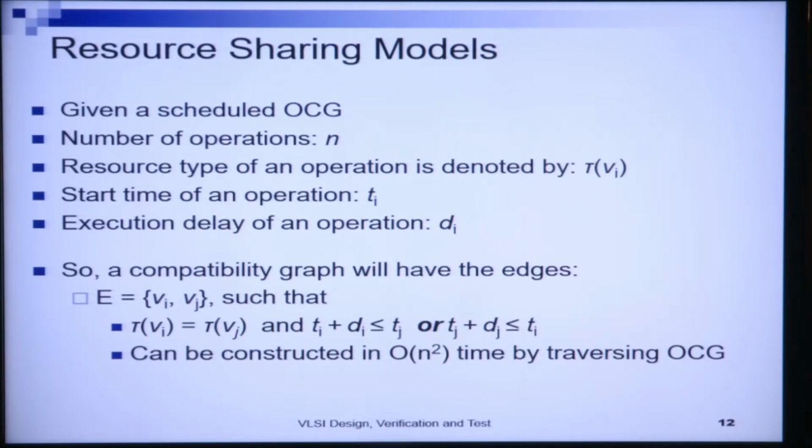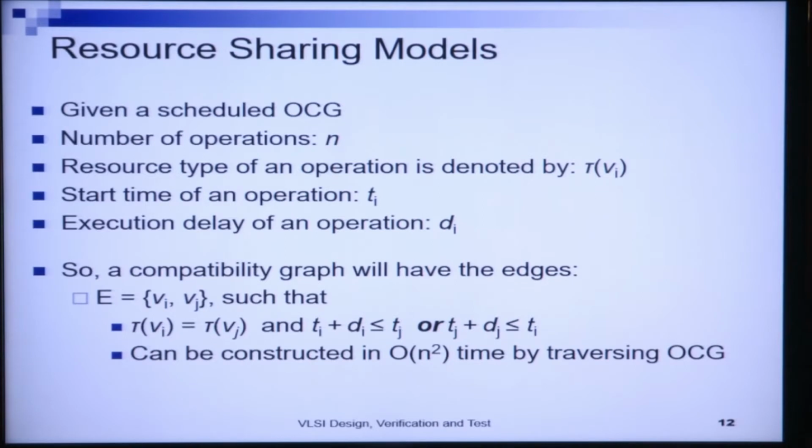Similarly, if Vi starts after Vj, then Vi must start at least Dj time steps after Vj starts. So, Tj plus Dj must be less than or equal to Ti. Only then can I ensure that both operations Vi and Vj will not overlap in their execution intervals, and hence both these operations can be implemented by the same type of resource.